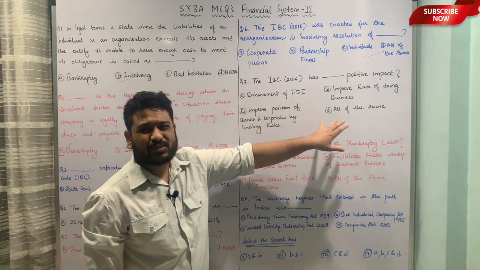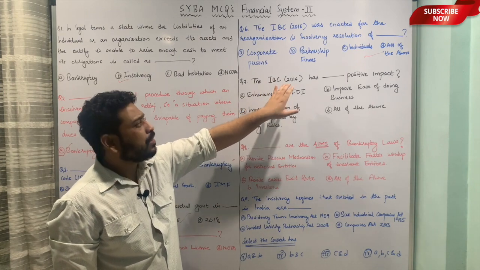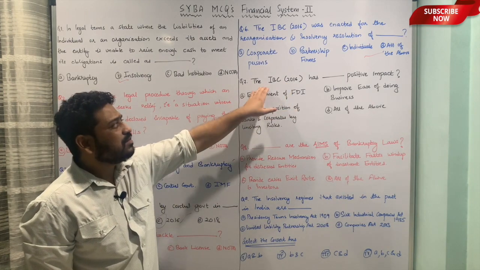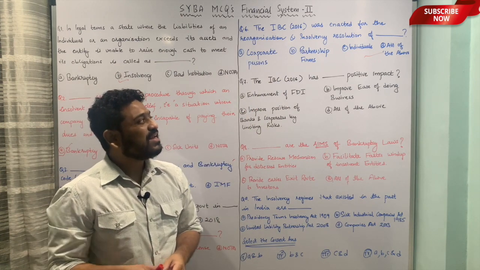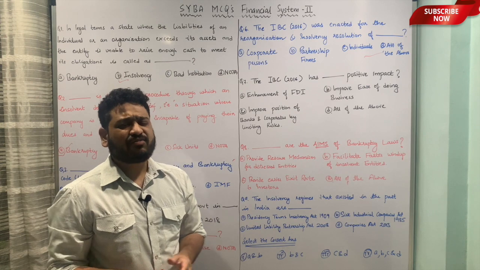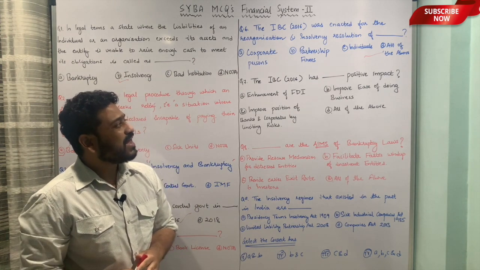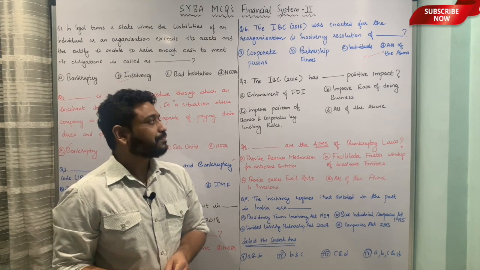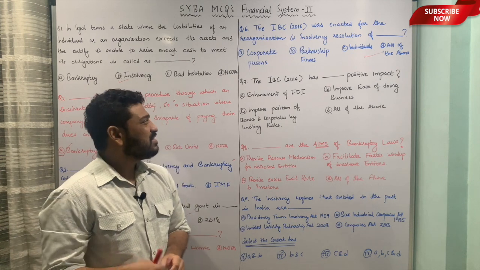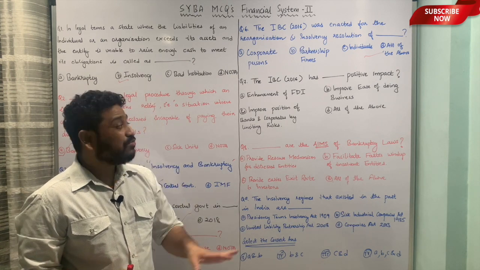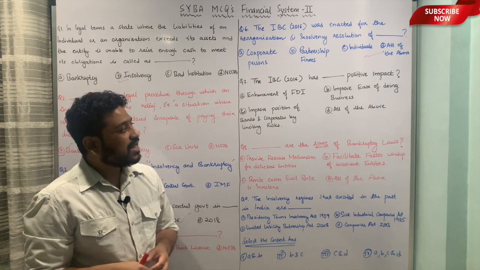Let us now move to the next one, which talks about the positive impact of Insolvency and Bankruptcy Code 2016, and the question is the Insolvency and Bankruptcy Code Bill 2016 has dash positive impact. What kind of positive impact does it have? So let us look at the underlying option. A, enhancement of foreign direct investment. B, improve ease of doing business for India. C is improve position of banks and corporates by limiting risks. Then the last is all of the above.